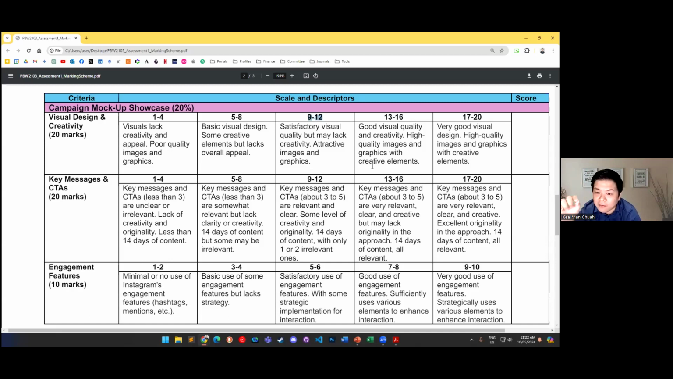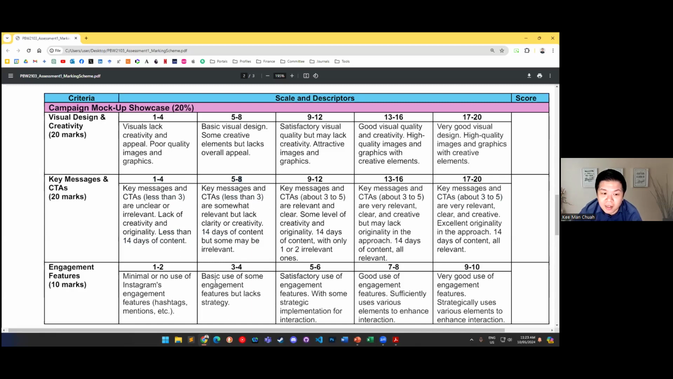But if you have definite criteria like this one, about 3 to 5, less than 3, this one will be easier to mark because you quantify it, right? So if that group has less than 3, you have to decide whether it's 1 to 4 or 5 to 8, but then you look at other things. Maybe 14 days, this one less than 14 days. If that one has 14 days, then the maximum they can get is 8. The minimum is 5. Then from 5 to 8, you have to decide. Are you going to give 6 or 7, and for what reason?